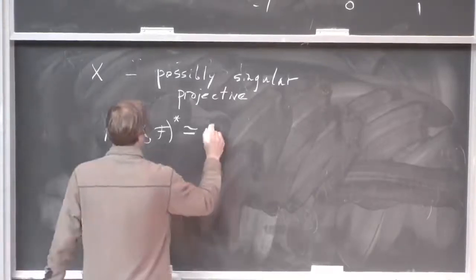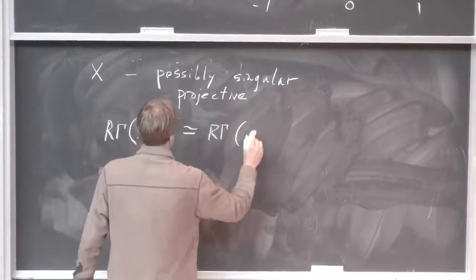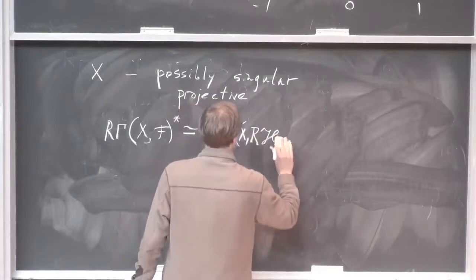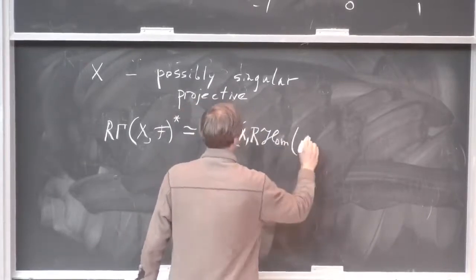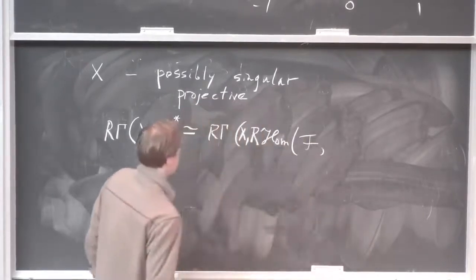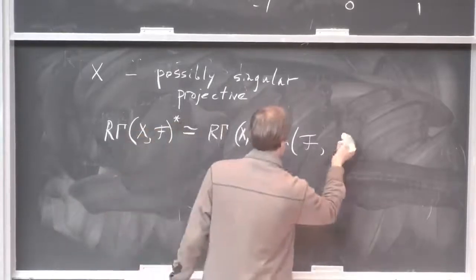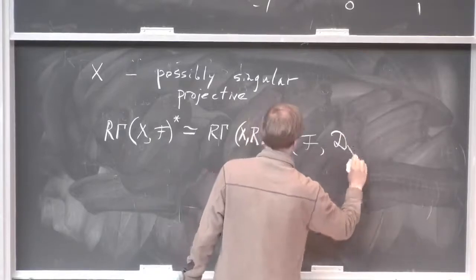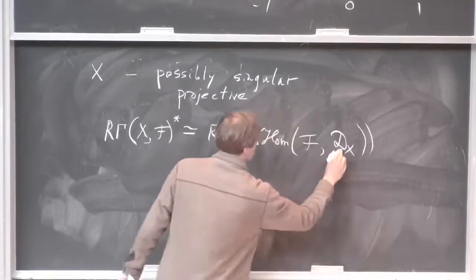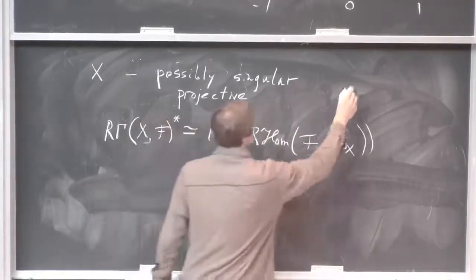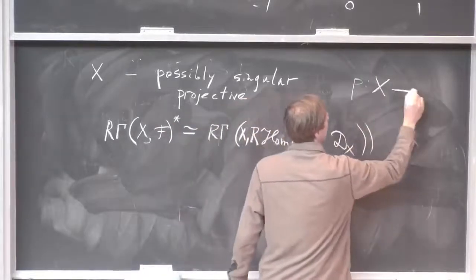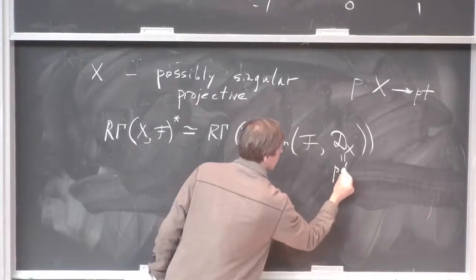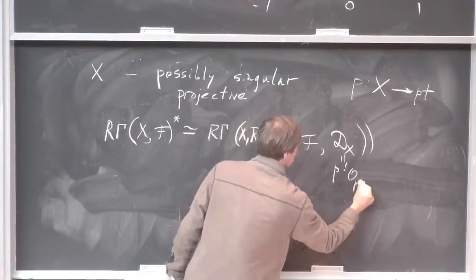So it's going to be RΓ of RHom from F to a certain dualizing sheaf. Well, actually, a certain complex, so maybe I'll call it D_X. This is just the following. You have a projection from X to the point, and you just take p upper shriek of the structure sheaf of a point.